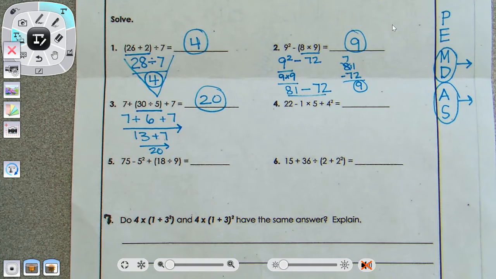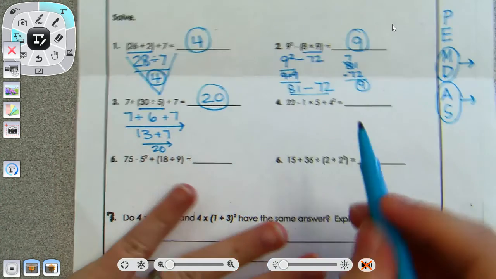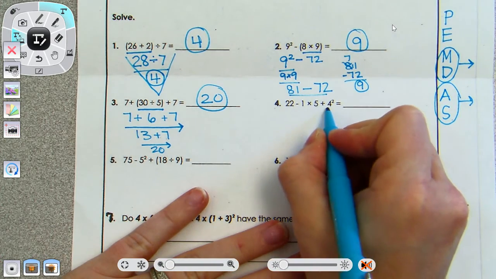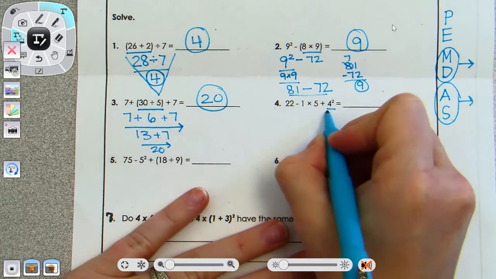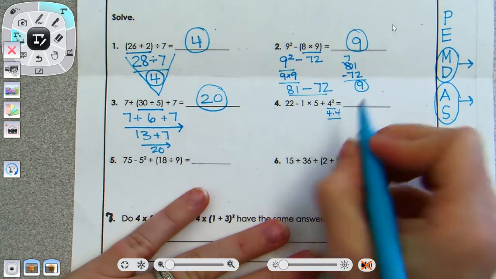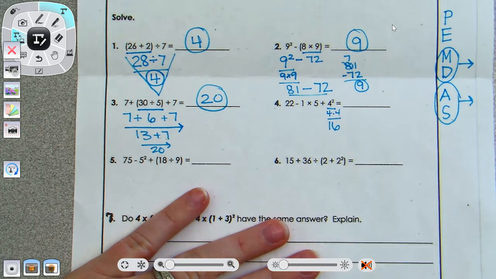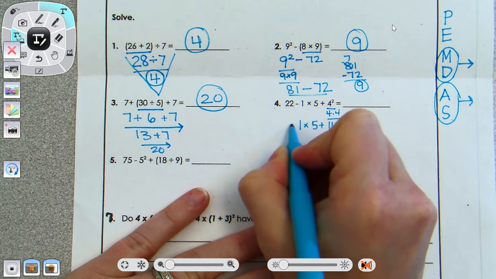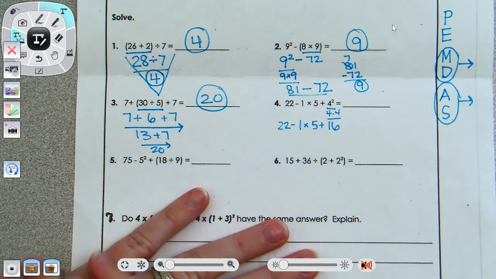So hopefully this is starting to feel comfortable, and we're doing the correct order of operations every single time. So first is parentheses, but I don't see any. Next, I have exponents, which is here, 4 squared. Remember, this means 4 times 4, so you can write that out if you need to. That answer is 16. I'm going to bring everything else down. We have a plus 5 times 1 minus, and we started with a 22.